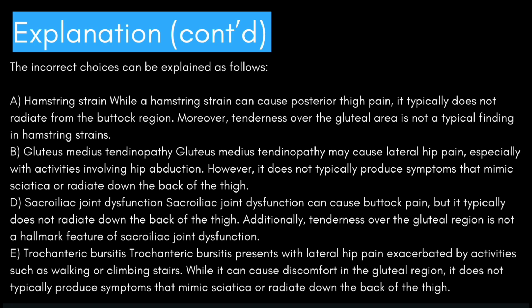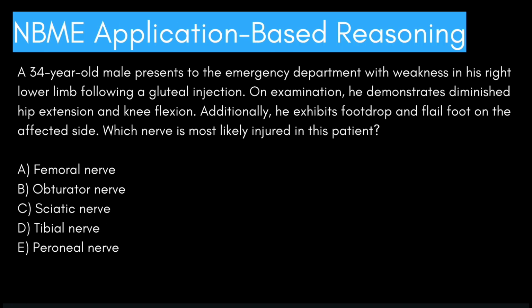Moving on to the next question. We have a 34-year-old male that presents to the emergency department with weakness in his right lower limb following a gluteal injection. On examination, he demonstrates diminished hip extension and knee flexion. Additionally, he exhibits foot drop and flail foot on the affected side. Which nerve is most likely injured in this patient?